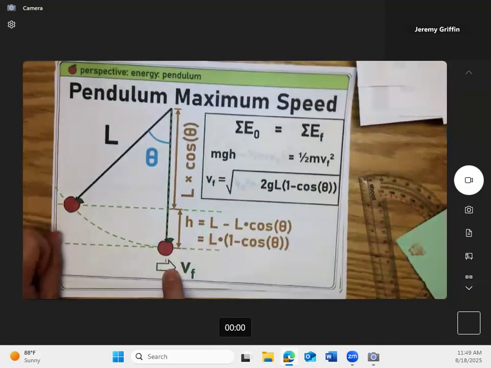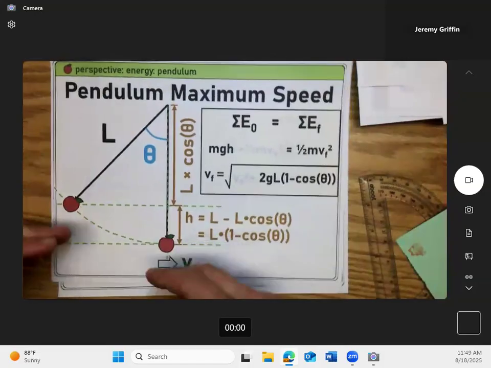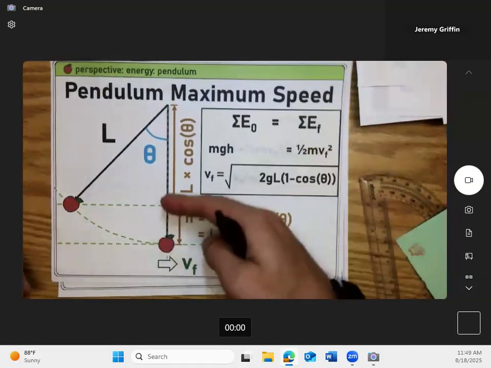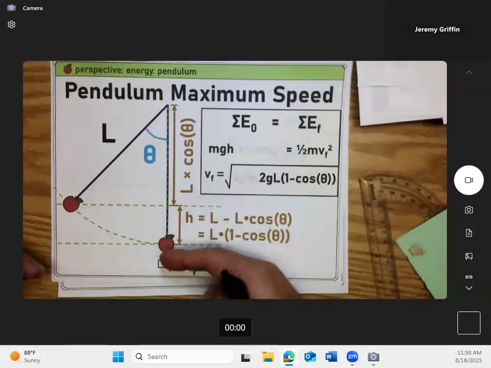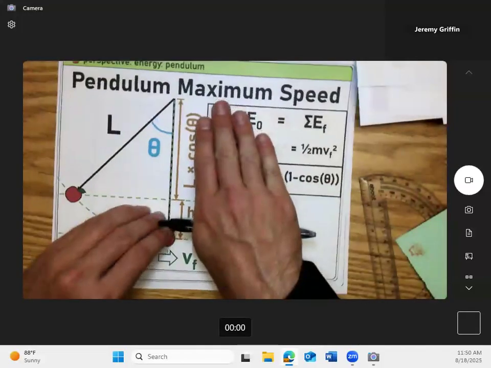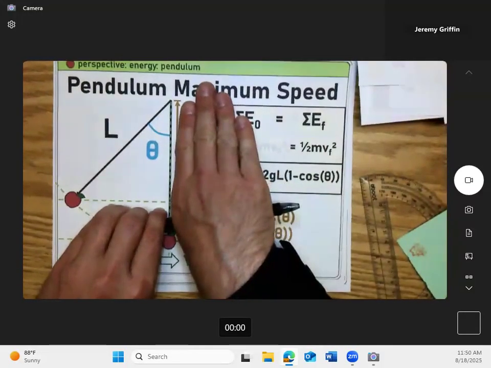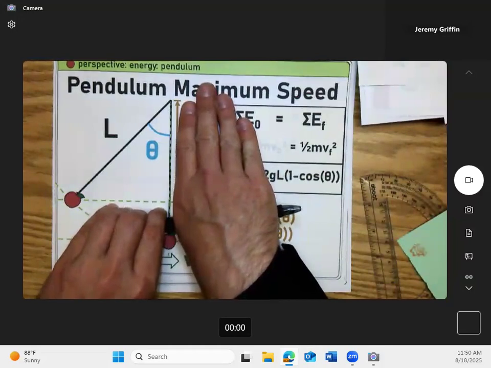How fast is it going down here at the bottom? How can you figure that out? Do you think that has something to do with this height change? You guys see a little height change right here? But how could you get that? Does it have something to do with this geometry, this triangle right here? Do you guys see a nice right triangle hidden right there?